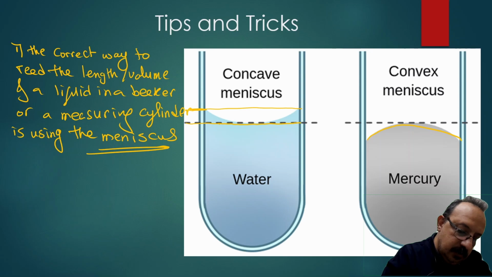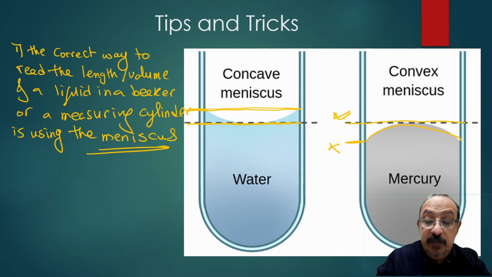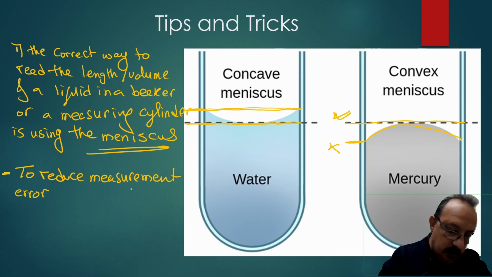So we don't read it from here. We read it from the level of the meniscus. We don't read it from here. No, we read it from the level of the meniscus. Why do we do that? You might be asked, why do we always read it from the meniscus? To reduce measurement error, or to reduce reading error.